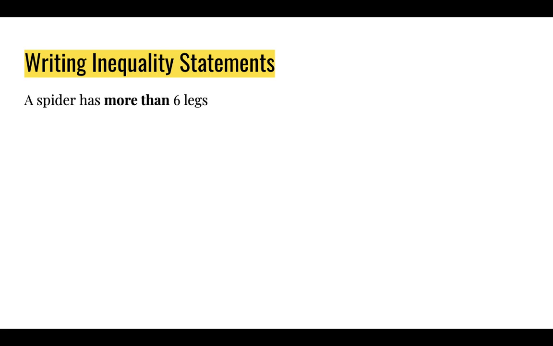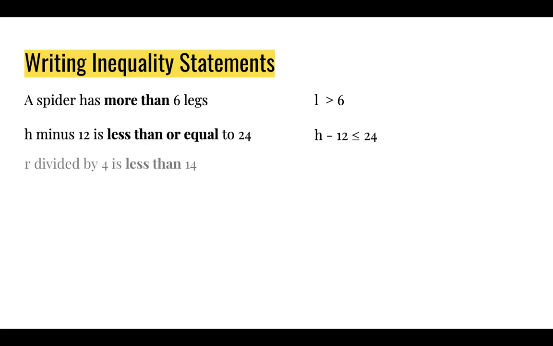Just like we practiced with equations, we can write inequalities from word phrases. The first one shows a spider has more than 6 legs. I would represent the number of legs as more than or greater than 6. H minus 12 is less than or equal to 24. And R divided by 4 is less than 14.